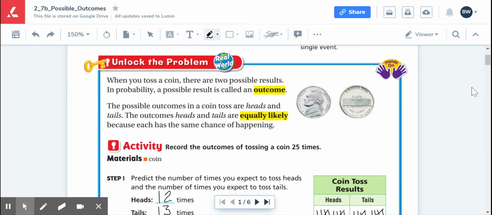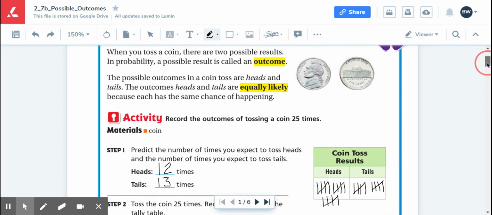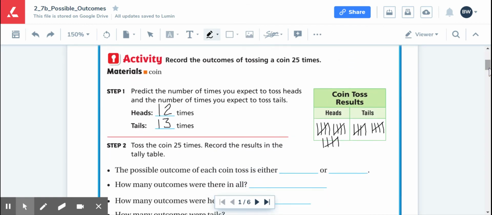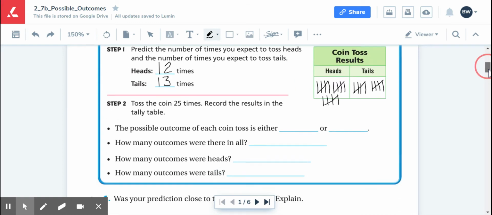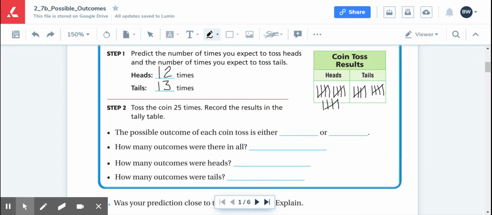So the activity was to record the outcomes of tossing a coin 25 times. I predicted the number of times that I was going to toss a coin and get heads or tails. So my prediction was that I would get 12 times for heads and 13 times for tails. Well, then I actually tossed the coin 25 times and I recorded my results here in the tally chart, as you can see. So I actually did get 5, 10, 15 heads and only 5, 10 tails.